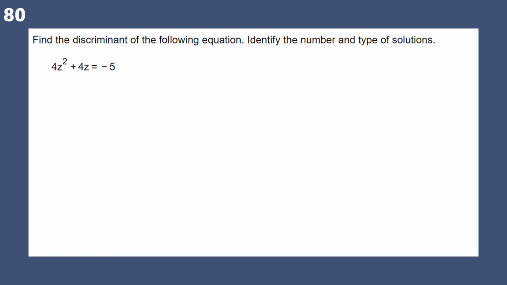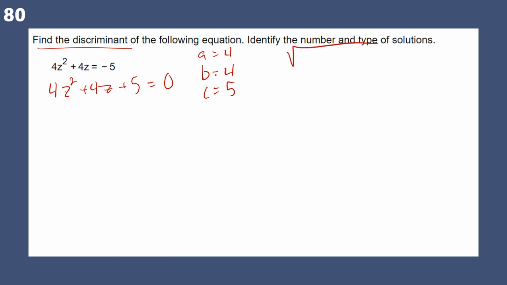This one says, hey, don't do all the work, please. It just says, find the discriminant. So what we're going to do is first get it equal to 0, 4z squared plus 4z plus 5 equals 0. And so a equals 4, b equals 4, and c equals 5. So we're going to try this in just the discriminant, which was the part in the square root. So that's b squared, so 16, minus 4 times a, which is also 4, times c, which is 5.